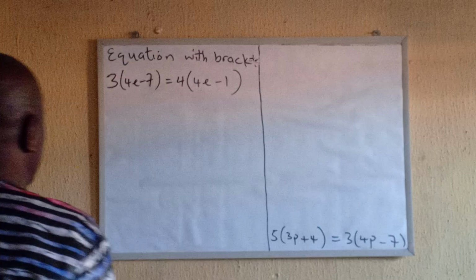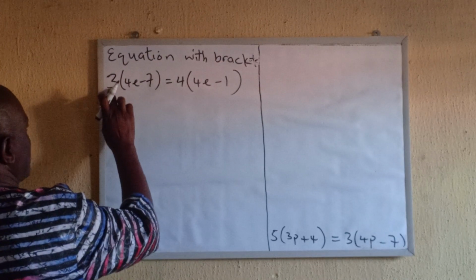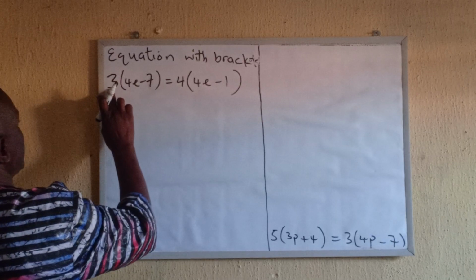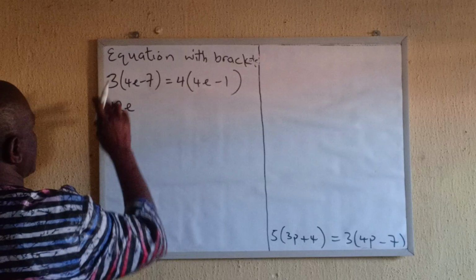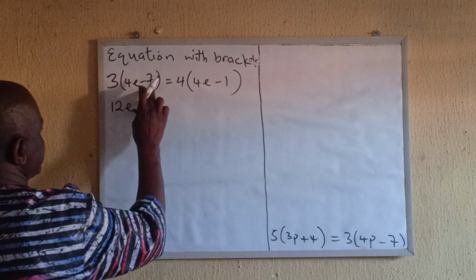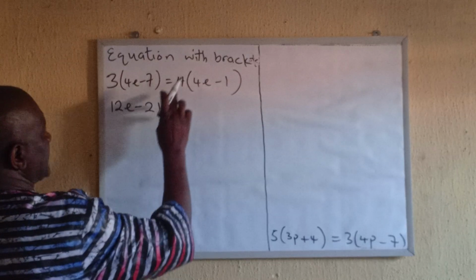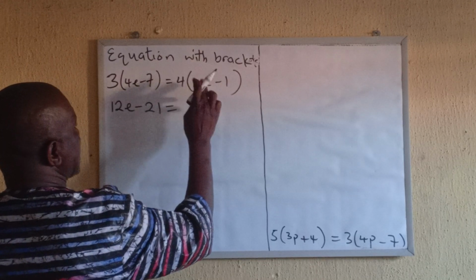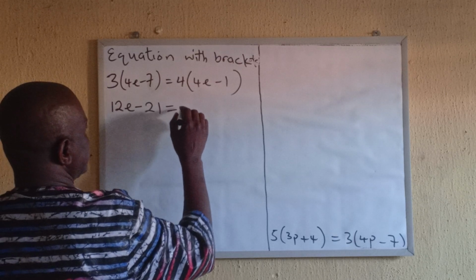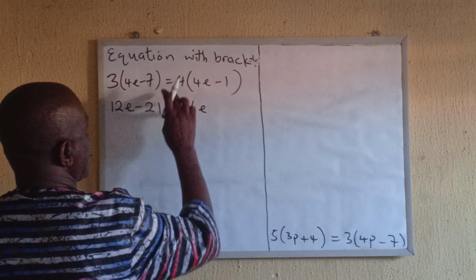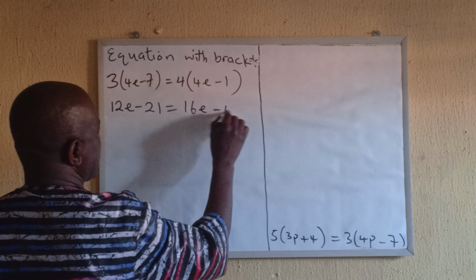Now look at what we are saying. So we'll also remove this bracket. Here now, plus 3 times 4e, the answer will be plus 12e. Plus 3 times minus 7, the answer will be minus 21, which will be equal to 4 timesing 4e. So plus 4 times plus 4e, the answer is 16e. And plus 4 times minus 1, the answer will be minus 4.